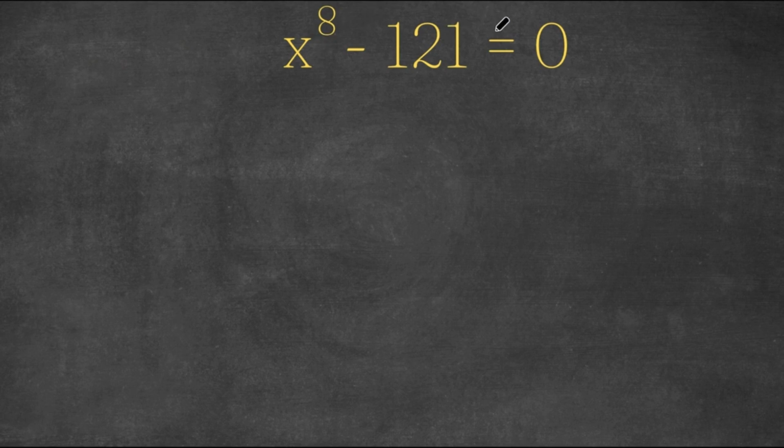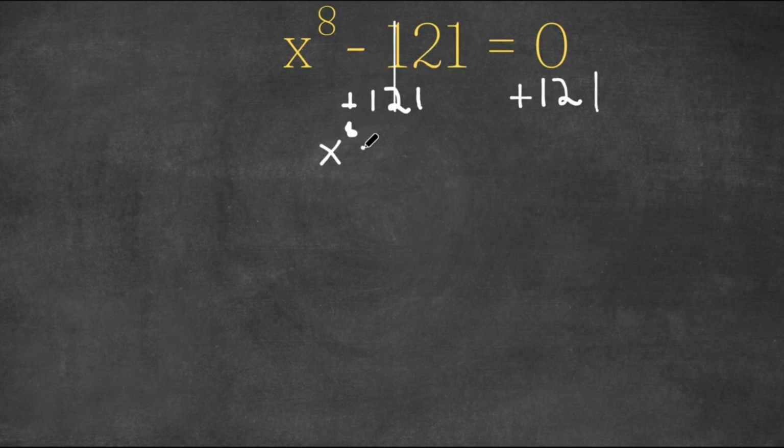So what we're first going to do is add 121 on both sides to isolate x. We want to isolate x, so we're going to get rid of the negative 121 on this side. So these two cancel out because 121 minus 121 is 0, so we're left with x to the power of 8 equals 0 plus 121, which is simply 121.